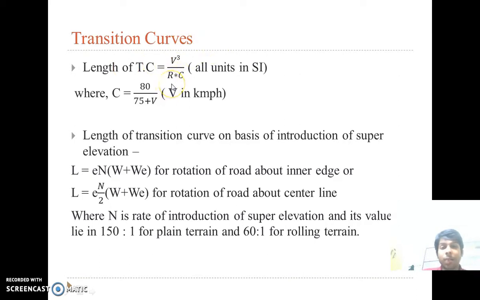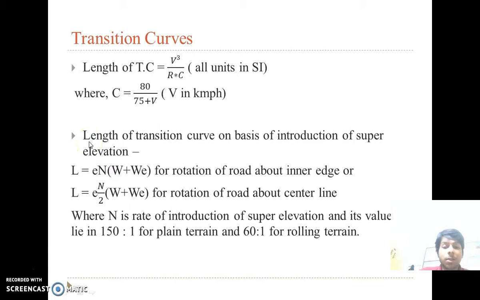Then we can derive t equal to something. Then the direct result is the length of transition curve equal to v cubed upon RC, where c is the rate of change of acceleration, c equal to 80 upon 75 plus v, which is given in the IRC code, where v is in kilometer per hour and all the units in this are in SI.